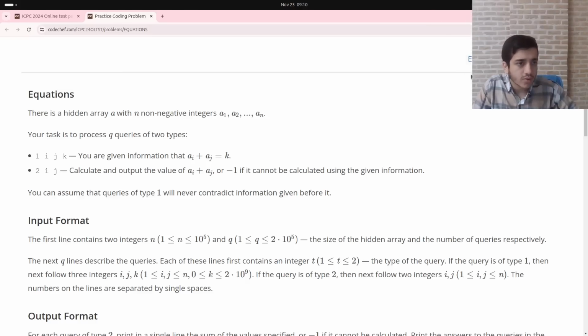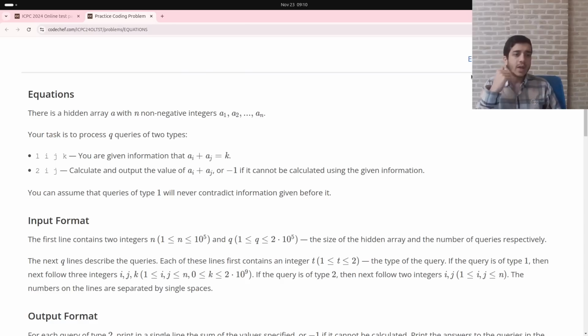Let's start with the problem named Equations. It's a real-time solving session, so I don't know the problem. I'm going to read it right now and understand it, then solve it, and we'll code it together and we'll get accepted at the end.